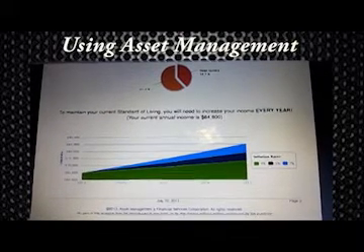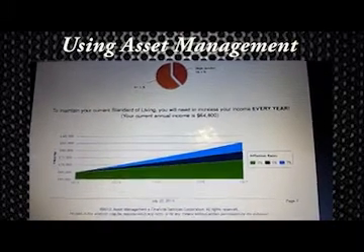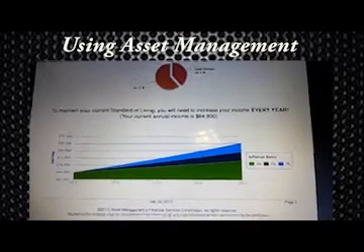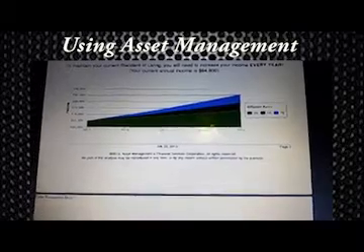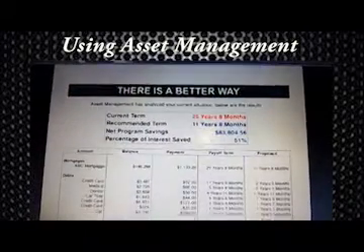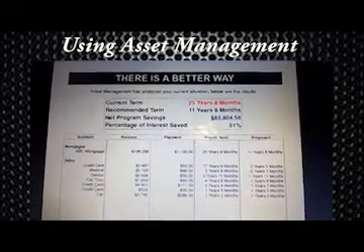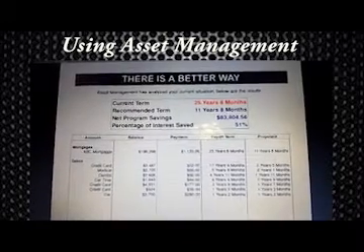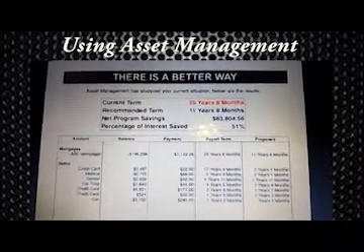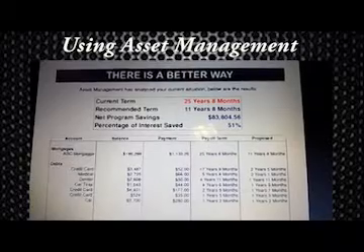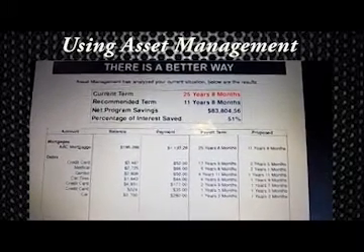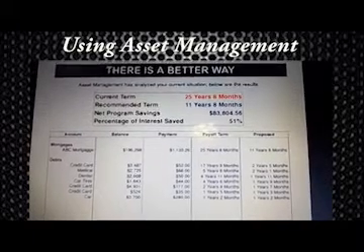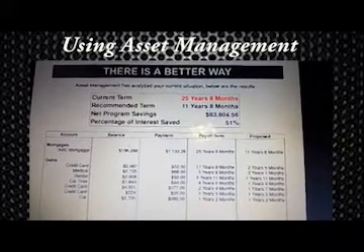Yeah, most people didn't get that in their income. It's like 1.5, something like that. There you go. Because your raise is not equivalent to the inflation rate. Exactly. And so this shows that, and it breaks it down here, where the recommended term that they pay their debt off is in 11 years and 8 months, where they'll have a net program savings of about $83,000, which equates to about 51% in interest saved. And this is based on very modest numbers.